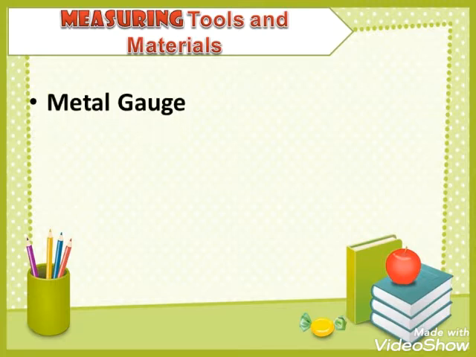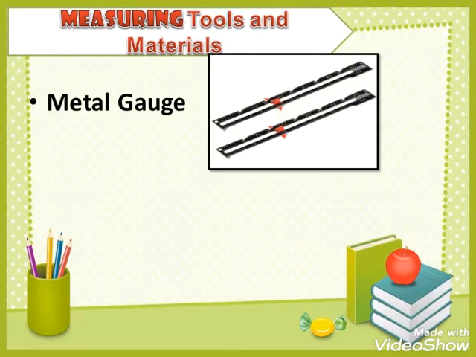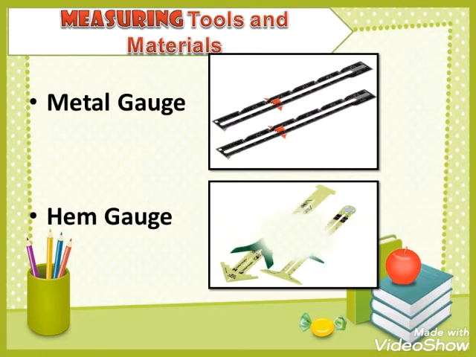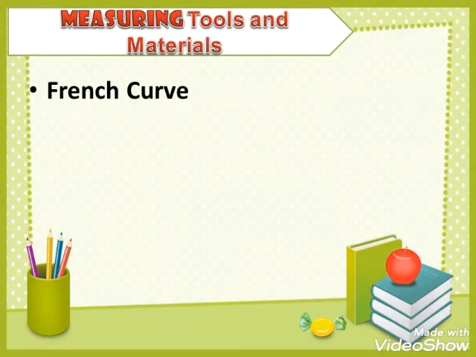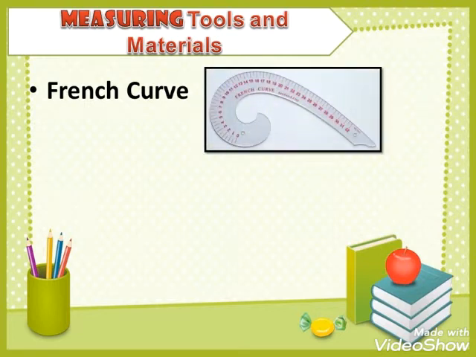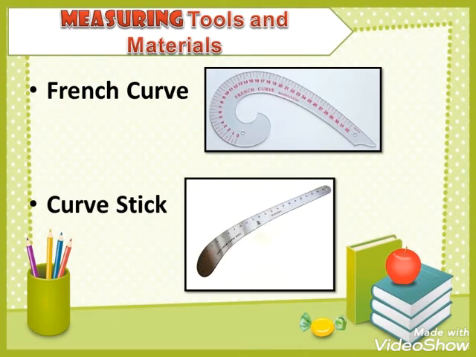Then we have the metal gauge. This is a movable marker that measures short distances and correct thickness, such as the distance between buttons, pleats, and hems. Hem gauge. This is used to measure the correct hem of the cloth. Then we have the French curve. This tool is used in drafting curves in the pattern of the armhole, neckline, and crotch. Curve stick, used to have accurate curve lines in a skirt.